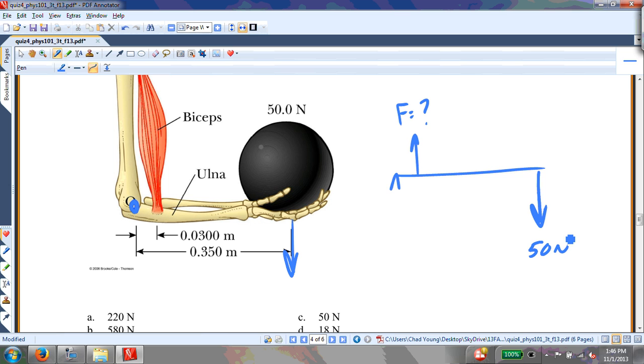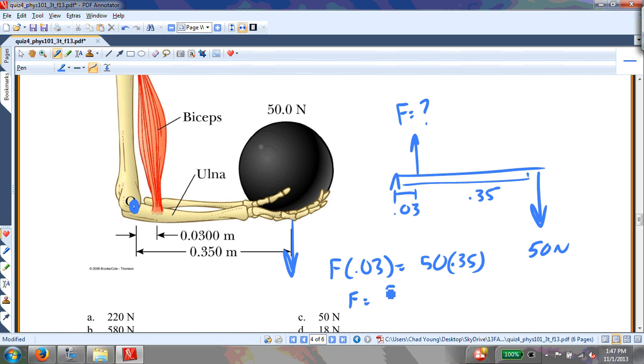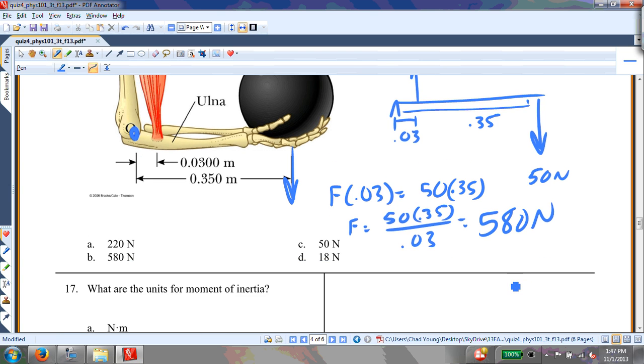I have 50 newtons over here. This distance is 0.03, and this distance is 0.35. So I say F times 0.03 equals 50 times 0.35. So F equals 50 times 0.35 over 0.03. Pretty big value. 583 newtons, or 580 newtons. That is B, number 16.